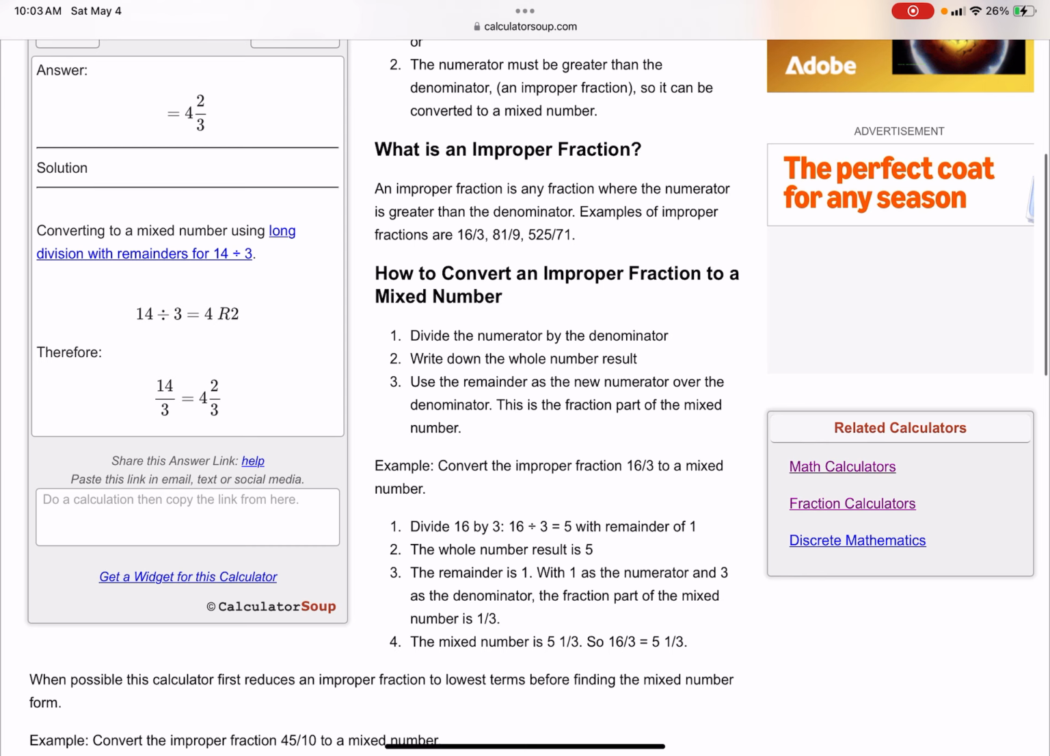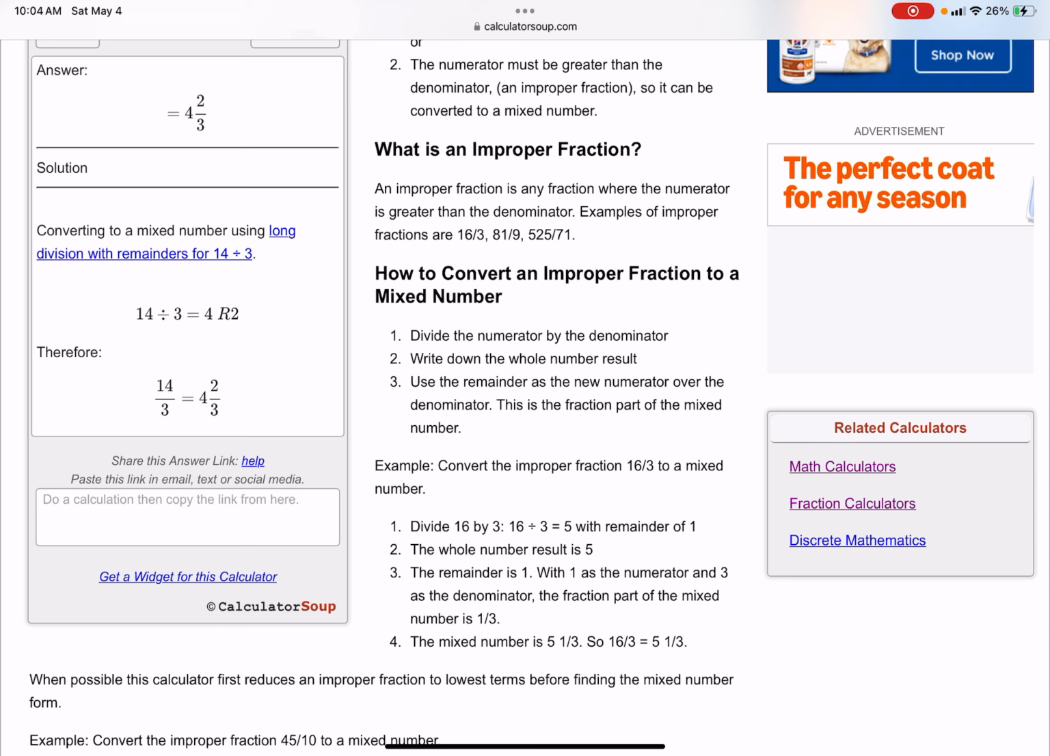And how to convert improper fractions to mixed numbers, that will be the next lesson. You need to know this because the next lesson is going to talk about converting improper fractions to mixed numbers.